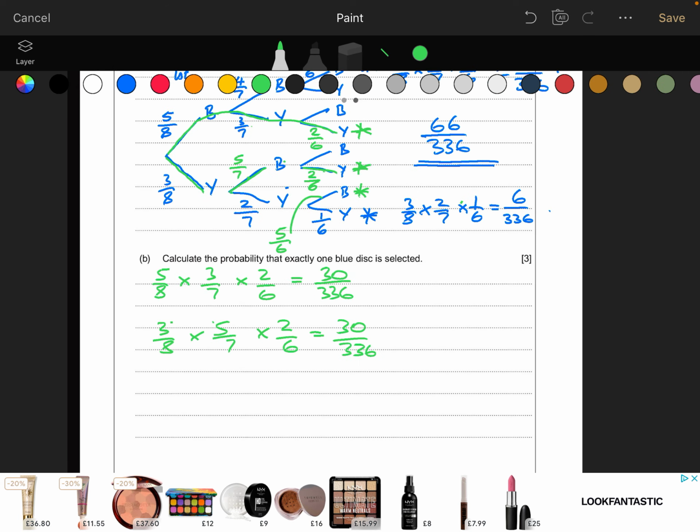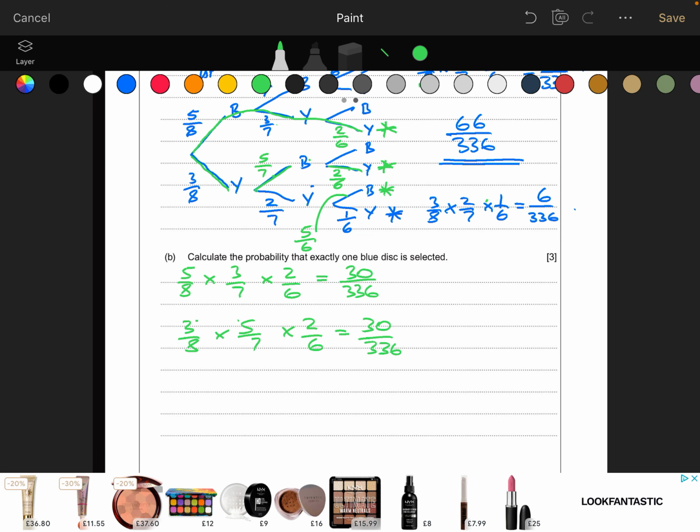And then finally at the bottom, we've got the route here where we go that one, and that one. So that is 3 over 8 times 2 over 7 times by 5 over 6. And again, that's 30 over 336. So the total probabilities of all those put together will be 90 over 336.